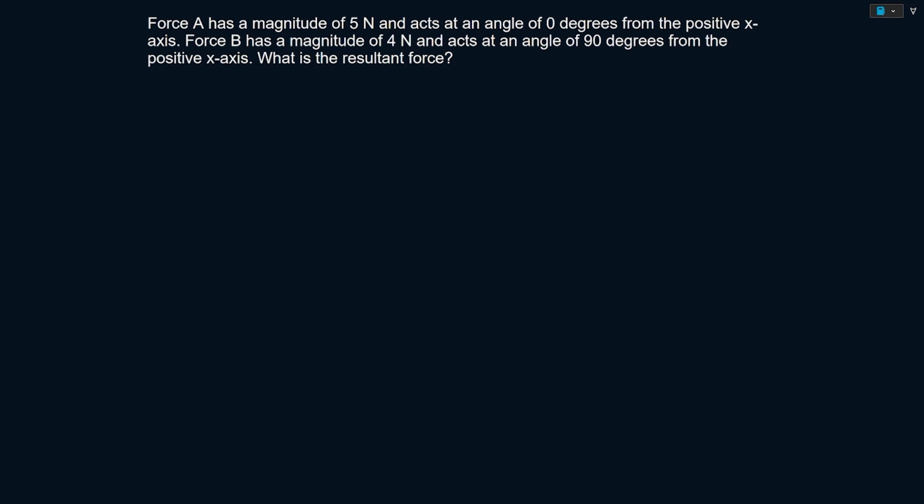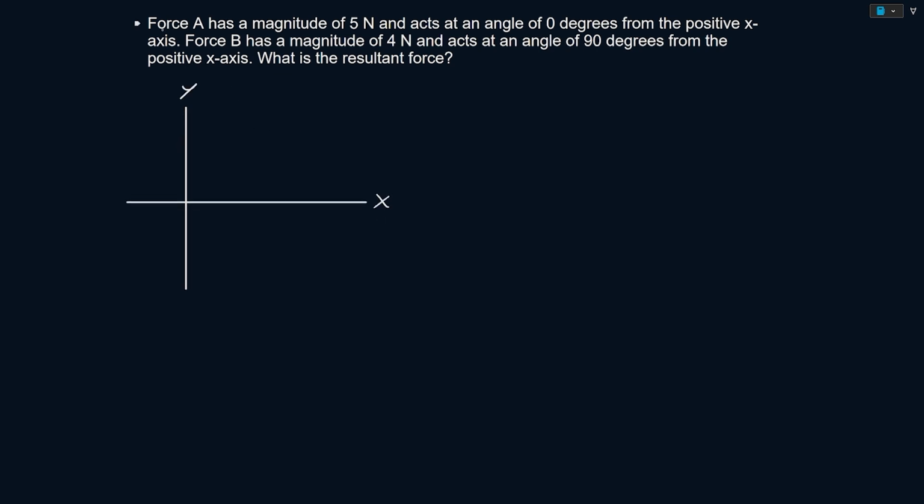Force A has a magnitude of 5 newtons and acts at an angle of 0 degrees from the positive x-axis. Force B has a magnitude of 4 newtons and acts at an angle of 90 degrees from the positive x-axis. What is the resultant force? The easiest way to visualize this problem is to graph it.